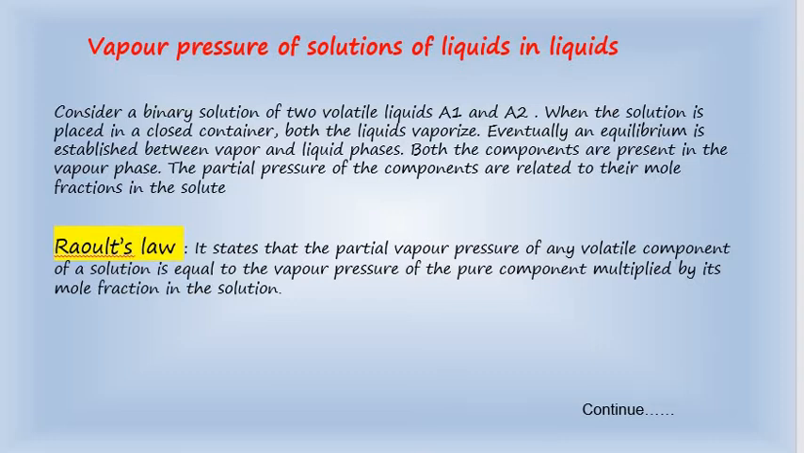Raoult's law. Raoult's law says that the partial vapor pressure of any volatile component of a solution is equal to the vapor pressure of the pure component multiplied by the mole fraction in the solution. How? This is what we are deriving now.